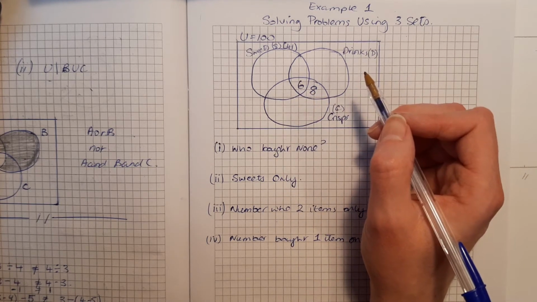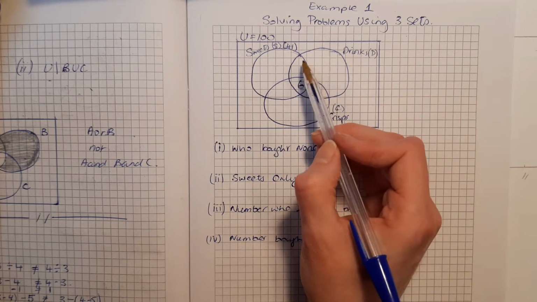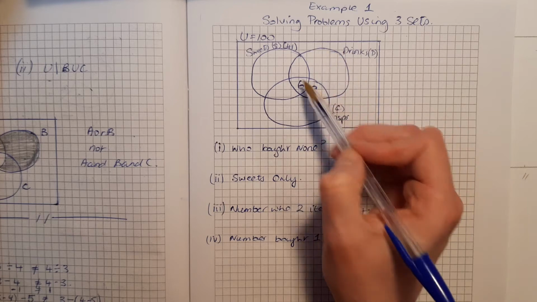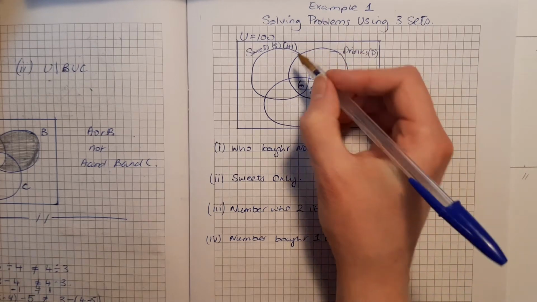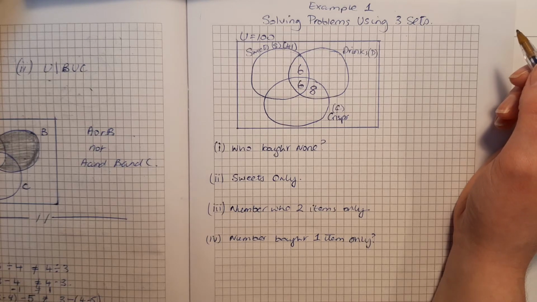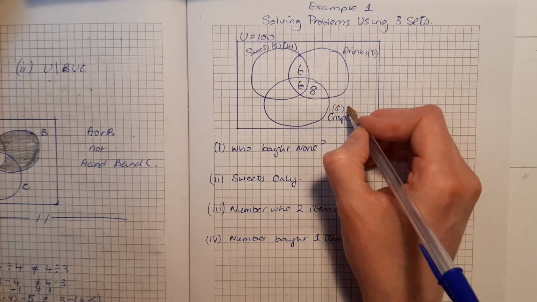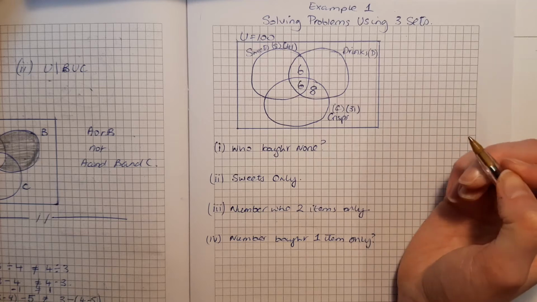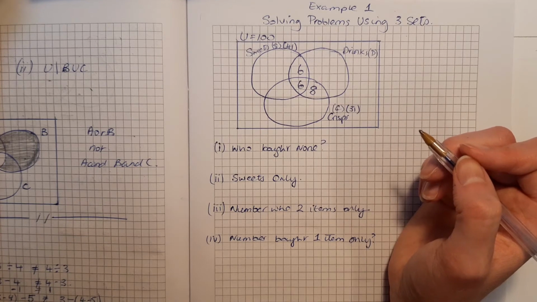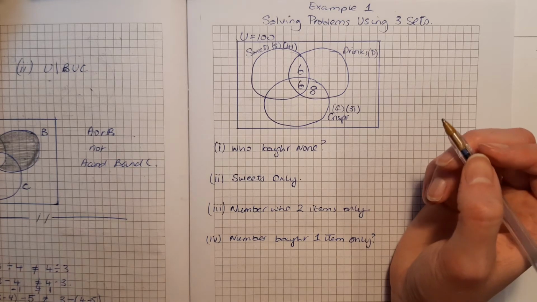12 students bought sweets and a soft drink. So sweets and a soft drink is here, where sweets and soft drinks cross over. We have 6 out of the 12. That means we still need 6 because 6 and 6 makes 12. 31 students bought crisps. So just put 31 in brackets beside crisps because we can't really do anything with that just at the minute.